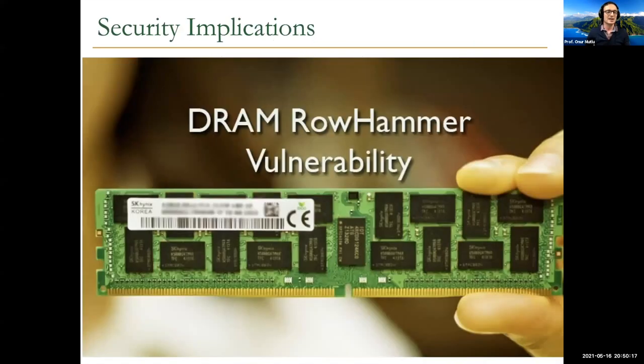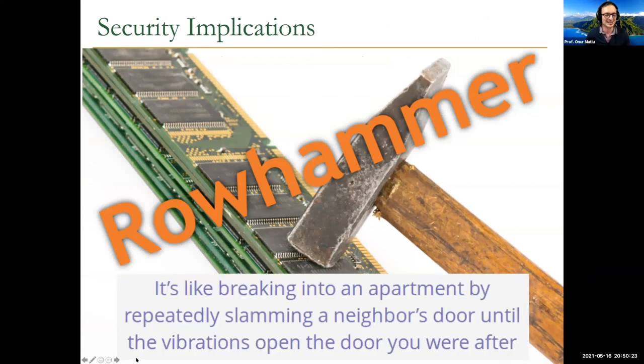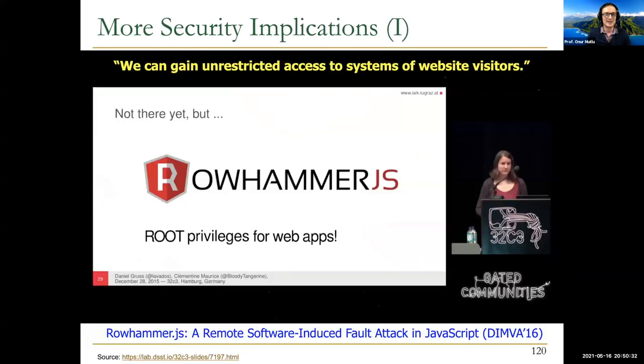So this became known as the rowhammer vulnerability, and people started drawing pictures like this. I like this hacker's explanation analogy. It's like breaking into an apartment by repeatedly slamming a neighbor's door until the vibrations opened the door you were after. And I think this is nice. But later, people built a lot of attacks. I'm going to talk about a few of them just to give you an idea of what a simple bit flip actually enables people to do.